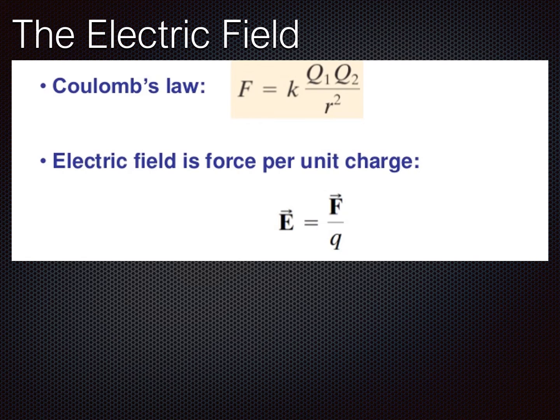So taking a look at the electric field, let's find a mathematical way to represent the field. We start with Coulomb's law, which is the force equals Coulomb's constant times Q1Q2 over r squared, as we've been doing. The electric field is defined as the force per unit charge. So it's kind of like saying F equals ma, but for electricity. Except for electricity, it's F equals QE. So I didn't draw that very well.